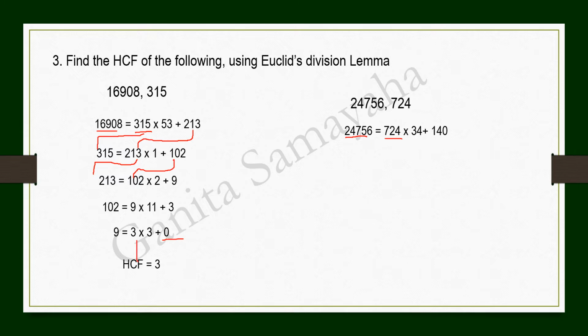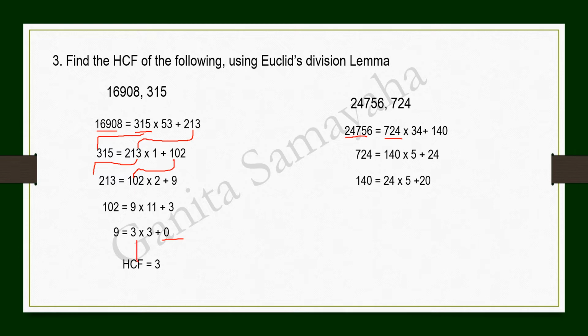And now what happens? 724 becomes the dividend and 140 becomes the divisor. So we have 724 equal to 140 into 5 plus 24. Next step, which is the dividend? 140 and divisor 24. So we have 140 equals 24 into 5 plus 20.